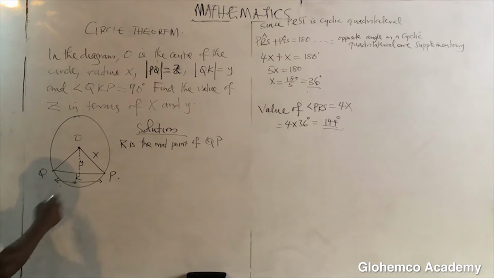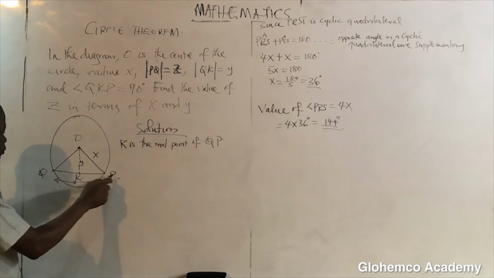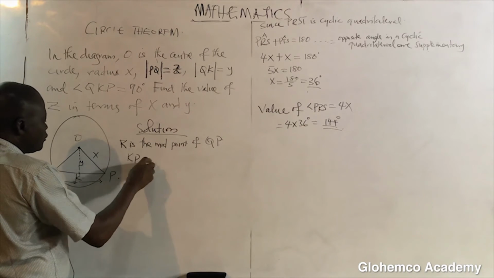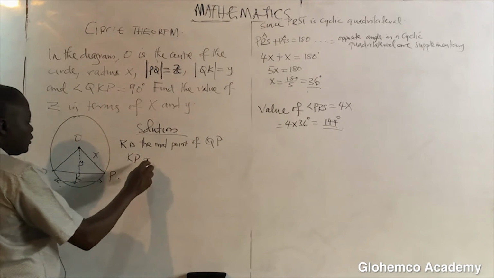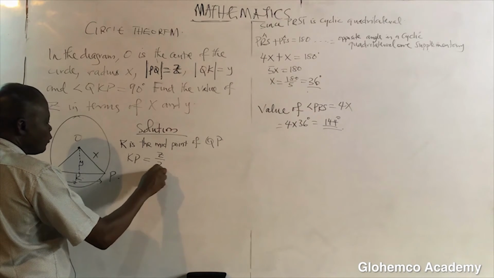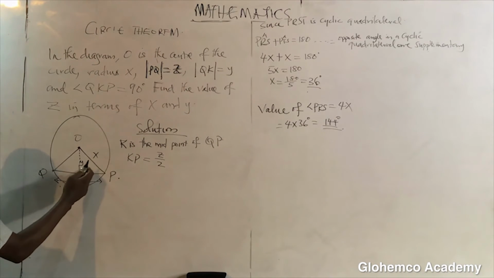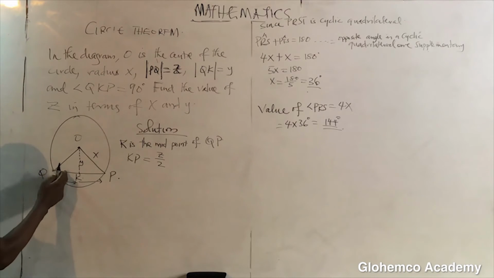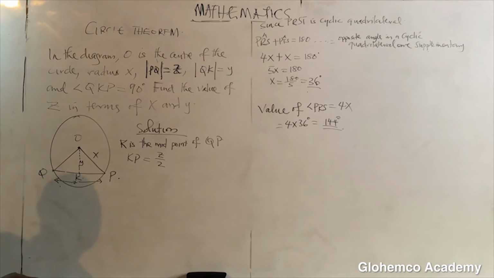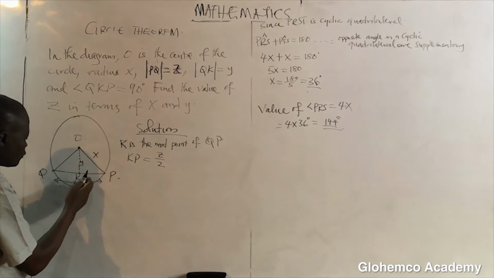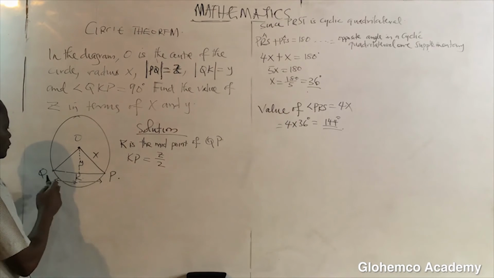The midpoint of PQ is K. Meaning that if you want to find KP, it will be Z over 2, because the whole of this length is Z. If we divide Z into 2, this one will be Z over 2 and this one will also be Z over 2. That's our KP.